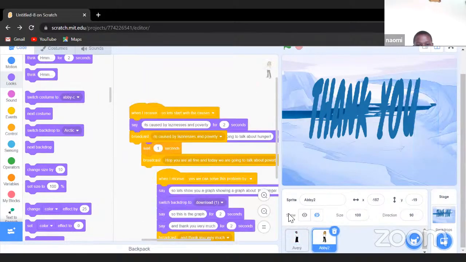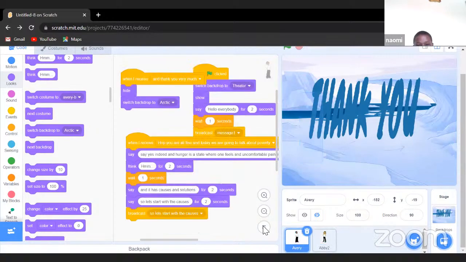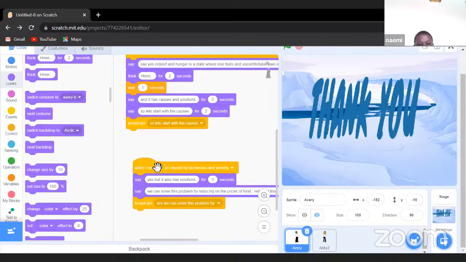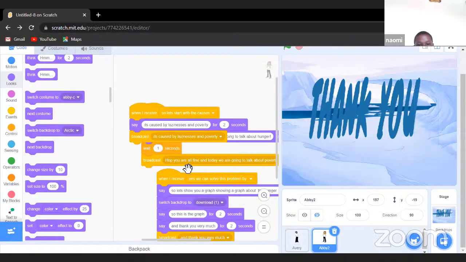It's caused by laziness and poverty because she already said this in the previous code here. When Avery receives it's caused by laziness and poverty, she says yes, but it also has solutions. So then she'll list down the solutions, then broadcast another message again afterwards.